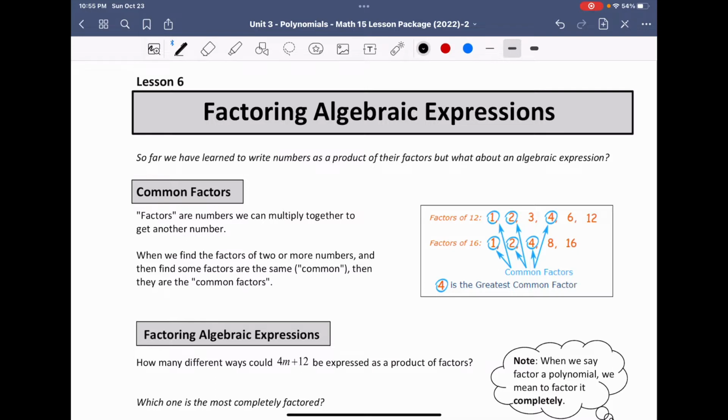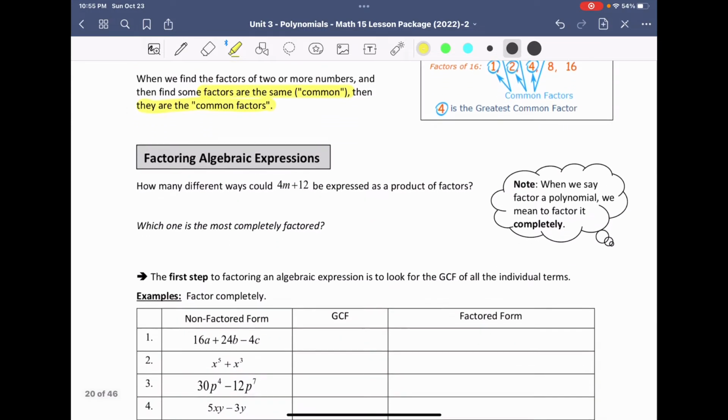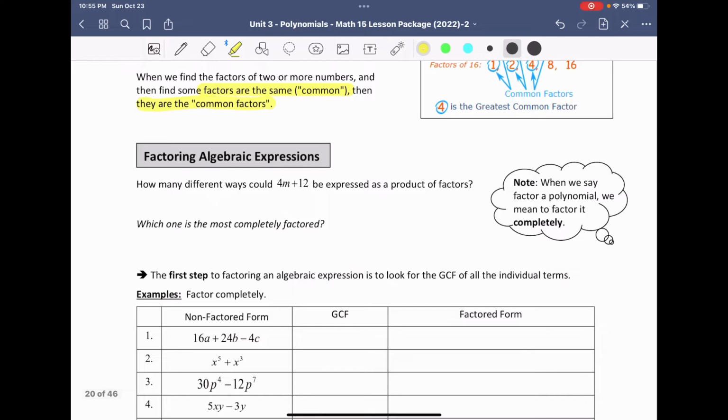So if we have factors, or specifically numbers that we can multiply to get another number, we can also expand upon this and say that some of the factors may be the same or common to other numbers. We call these common factors. So let's see how this relates to factoring algebraic expressions.